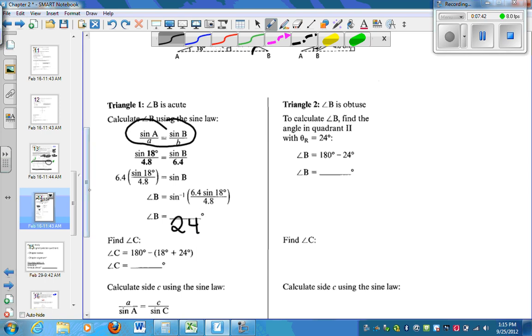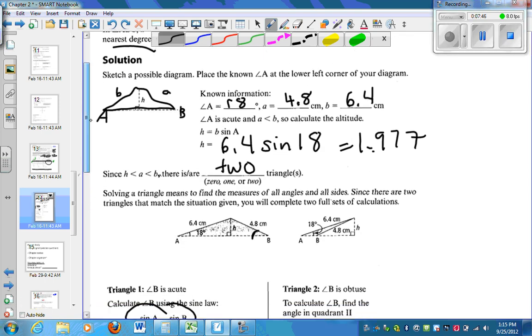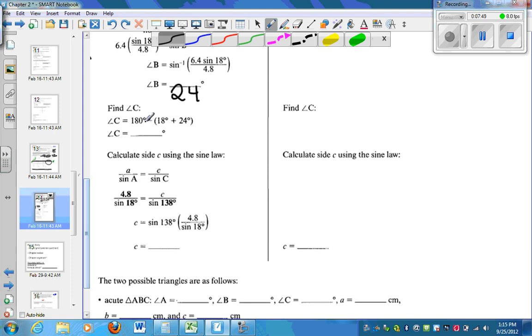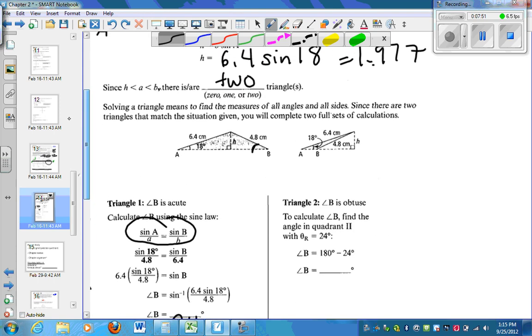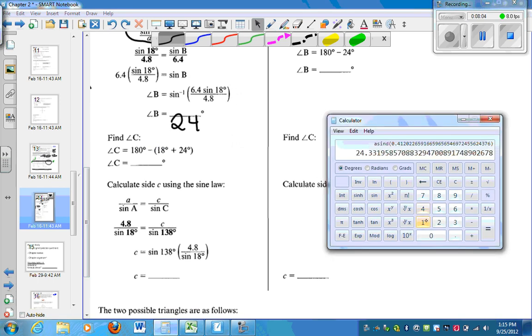Remember from the question, they said to round to the nearest degree. So that's why we're just going to use 24. To find angle C, I take 180 and subtract the two angles I have, and whatever's left is the third. So we go 180 minus 18 minus 24, which is 138.